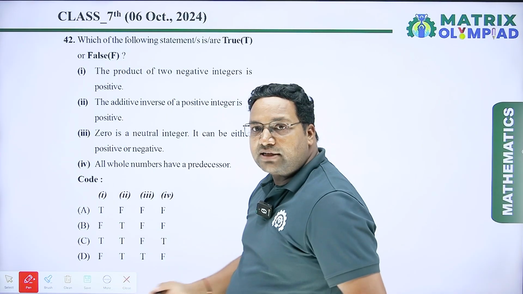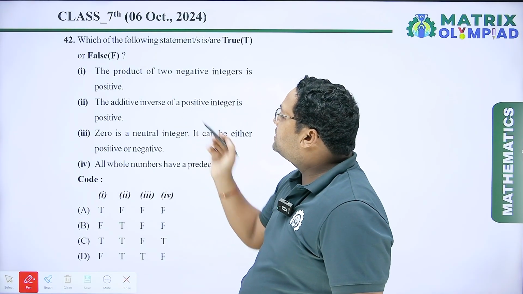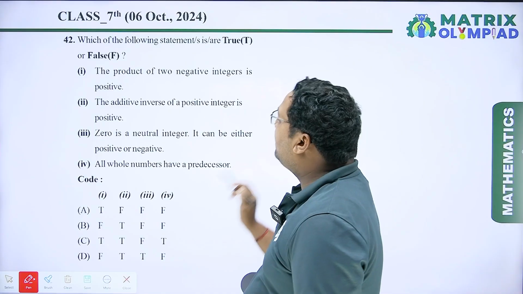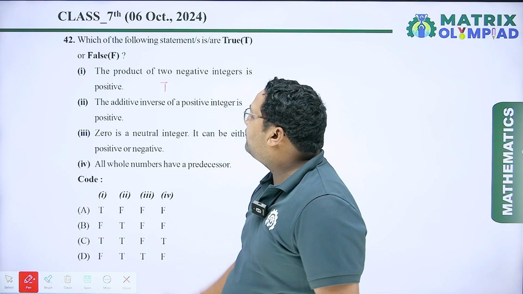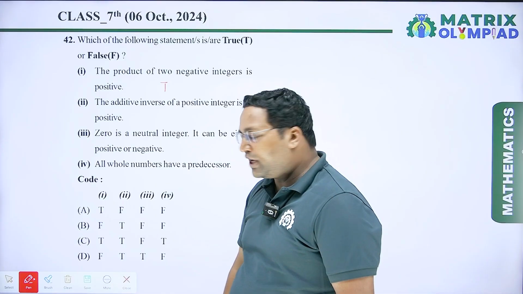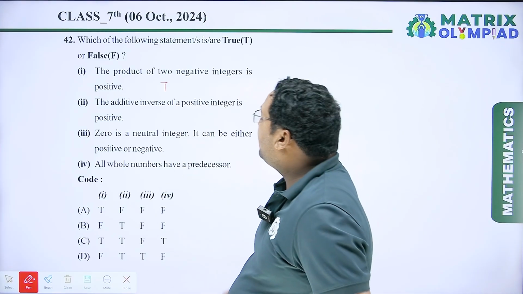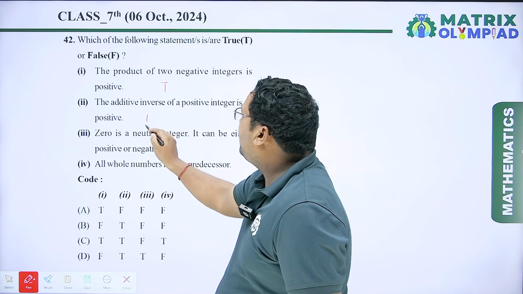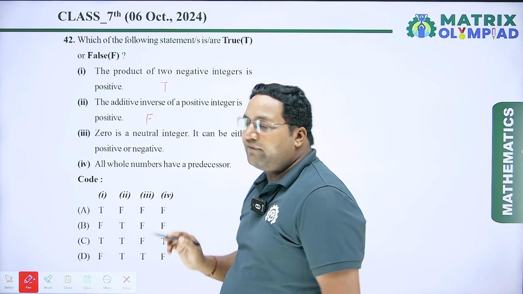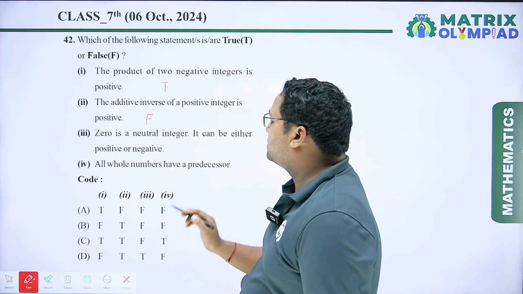Next, question number 42. The first statement is, the product of two negative integers is positive. Yes, it is true. The product of two negative integers is always positive. Next is, the additive inverse of a positive integer is positive. It is a false statement. The additive inverse of a positive integer is negative. So it is a false statement.